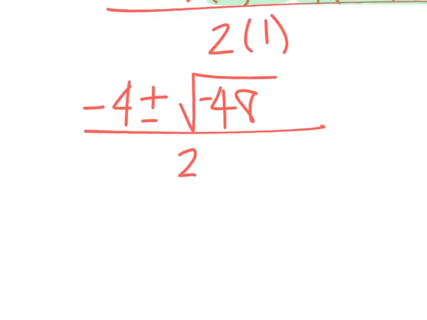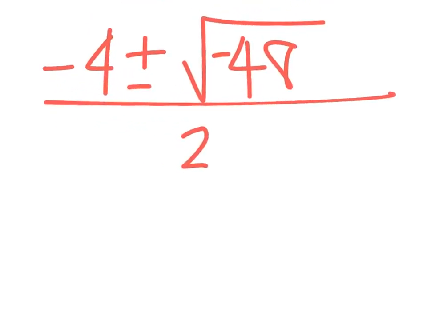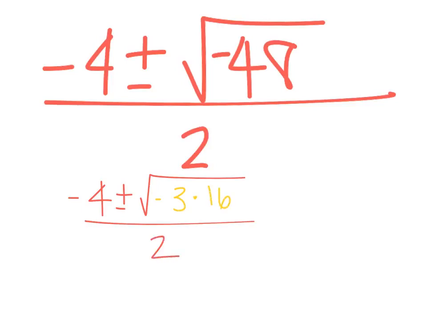So I'm going to zoom back in. So I'm going to rewrite this as negative 4 plus or minus the square root, and I'm going to write on the inside negative 3 times 16 divided by 2. Which of those can I take the square root of? 16. What is the square root of 16? So I get negative 4 plus or minus 4.